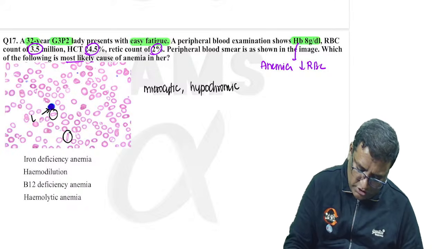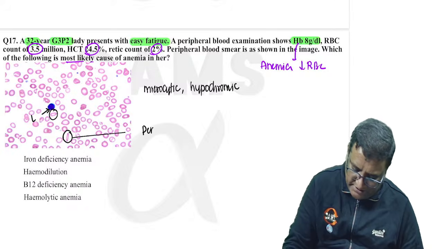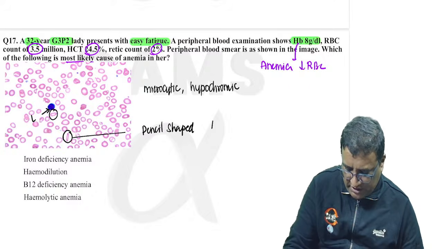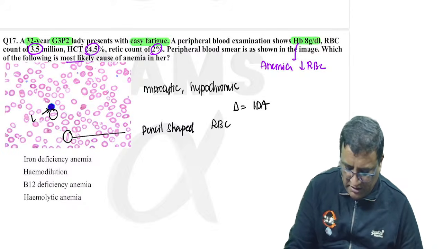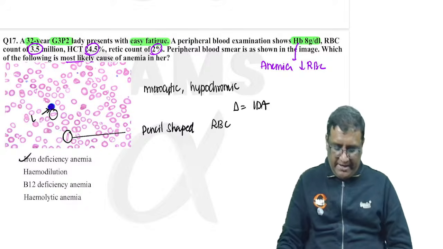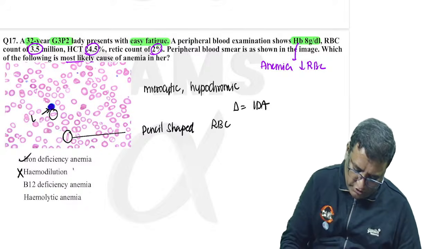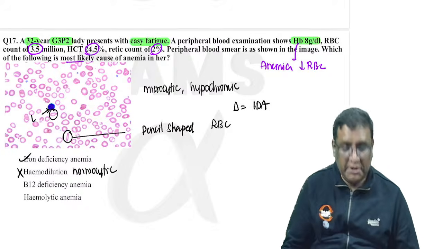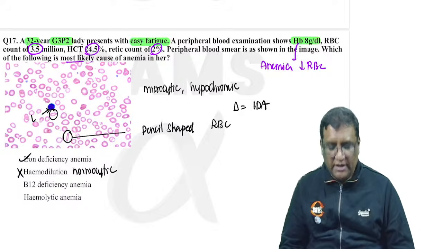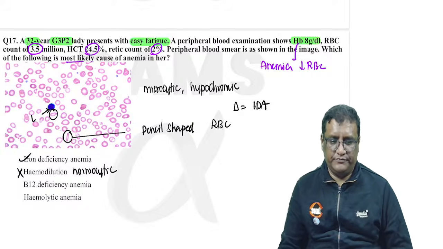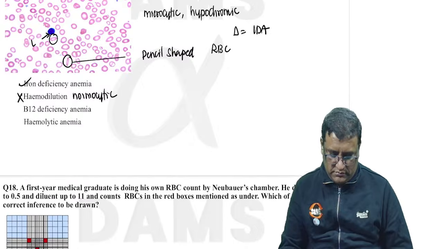These are your pencil shaped RBC. Pencil shaped RBC. This is more than enough for me for the diagnosis of iron deficiency anemia. So the most likely cause would be iron deficiency anemia. Option A, hemodilution, no, hemodilution would have led to normocytic anemia. B12 would have led to macrocytic anemia. Hemolytic anemia, that is not the case here, right? Next.